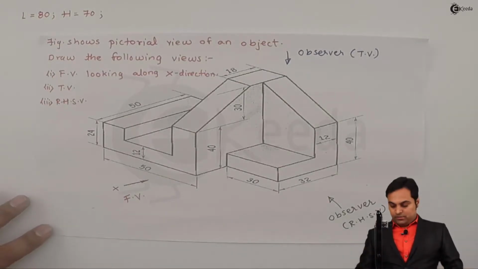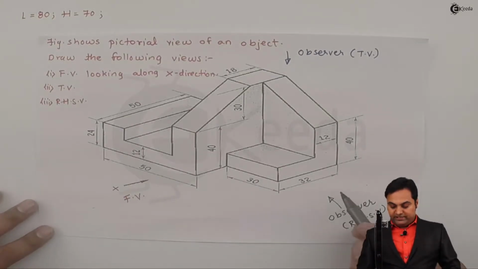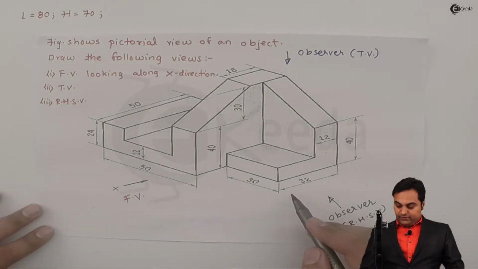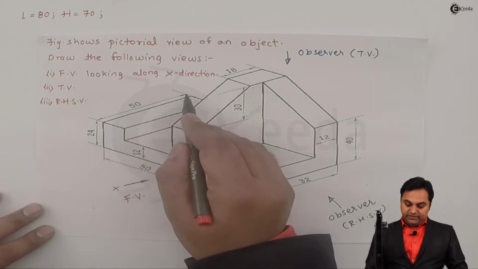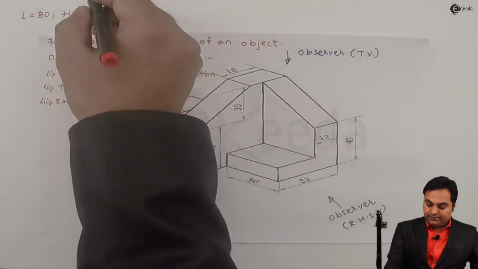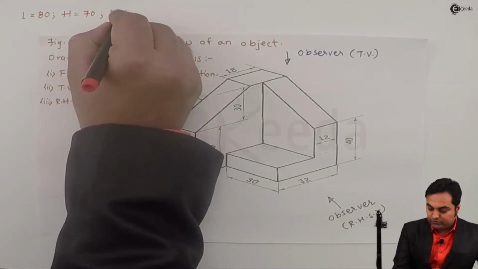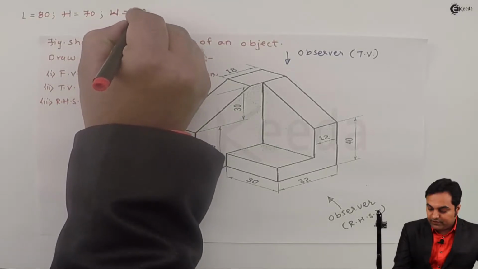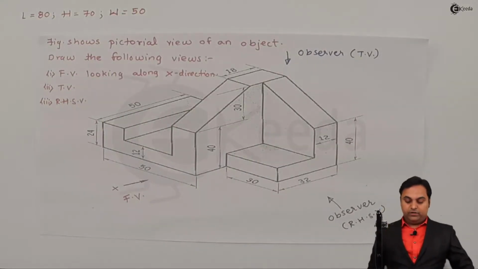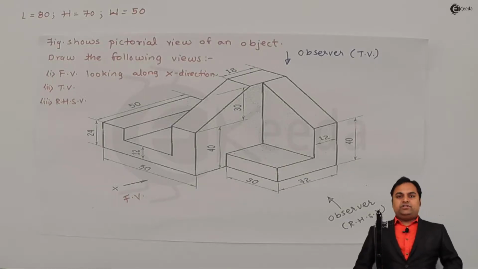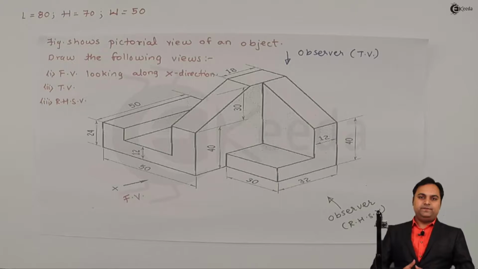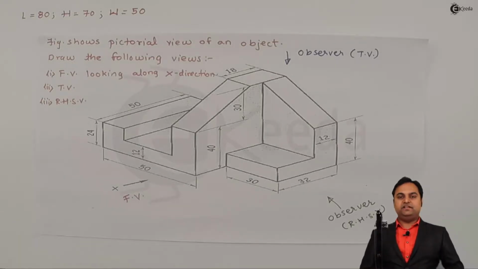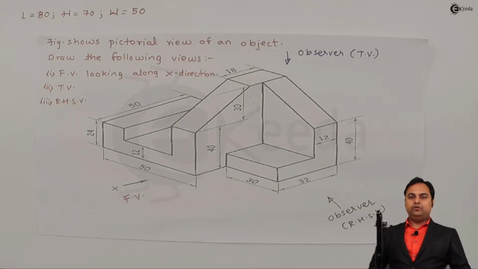Next, the total width when we are looking from side view will be, from this side it is given as 32, but if we look at the total width, that is 50 mm, and here I'll write down that the total width is 50 mm. So now this is the question in front of us. After knowing the total length, height and width, I'll explain the spacing, that is where to draw front view, top view and right hand side view.